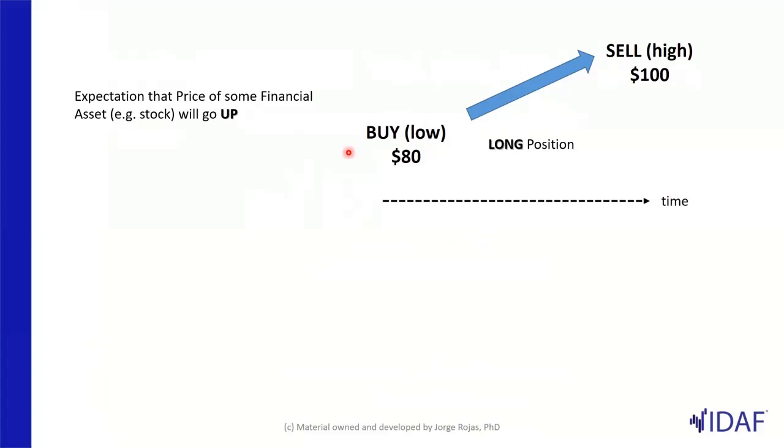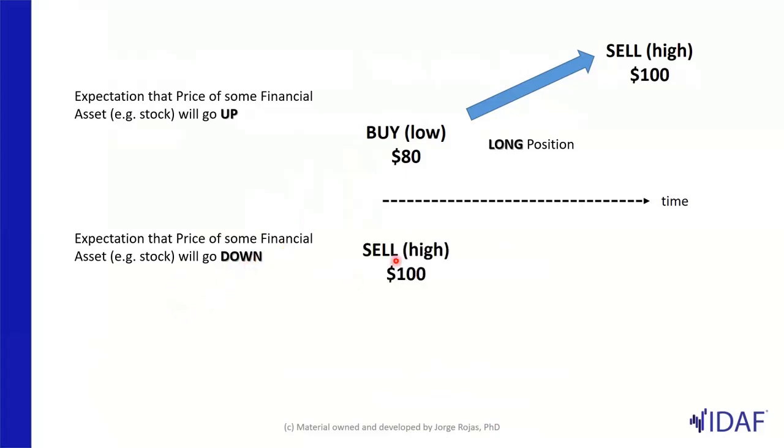In financial markets, you can do the opposite. That is, if you think that the price will go down, you can do a short sell. That means that you can sell it at a higher price. And if your expectation is correct and the price goes down, you can actually profit from this. In this case, the same $20 in the position.